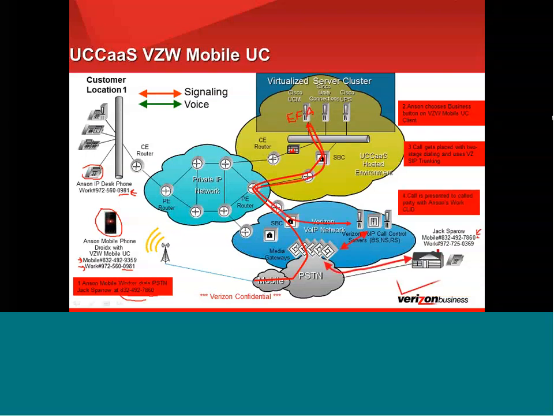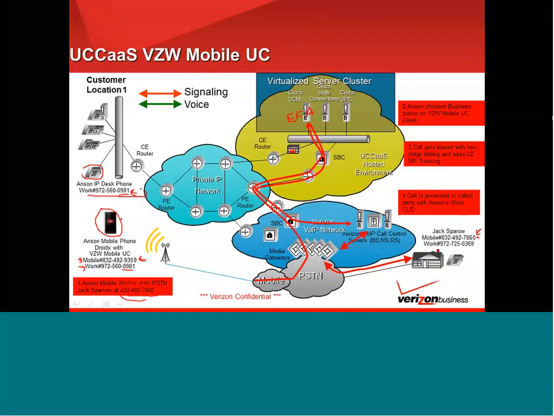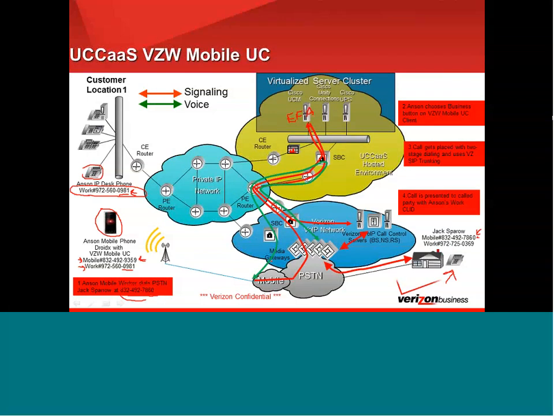Two-stage dialing, right? Now the call gets presented. Now the call goes back out, hairpins on the SBC and goes back out SIP trunking, right? Because it came in SIP trunking, it's going out SIP trunking. This is all signaling at this point, and then it starts ringing the phone out here in the PSTN world. Now the caller ID that's presented here is not the mobile number, it's the work number. Okay, Anson's work number is presented as the caller ID out here. All right, and then the call comes up, RTP, and we're hairpinning the RTP.